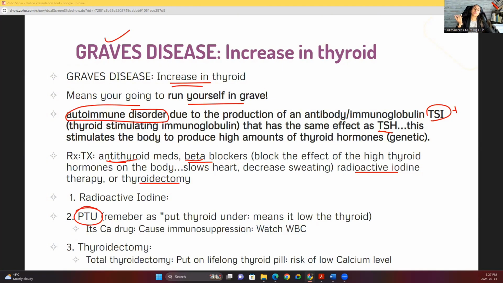So that is one of the common effects, and like other cancer medication, it has the same effect. It will make you immunocompromised, so always watch the WBC. And again, Grave's disease, thyroid storm, everything is the same thing. Thyroidectomy removes the thyroid, and then teach the patient that you will be on lifelong thyroid medication.